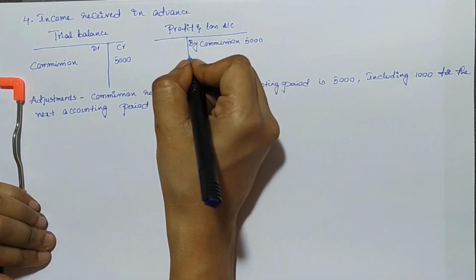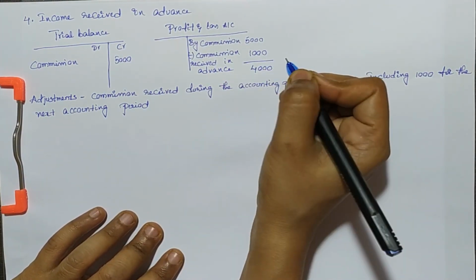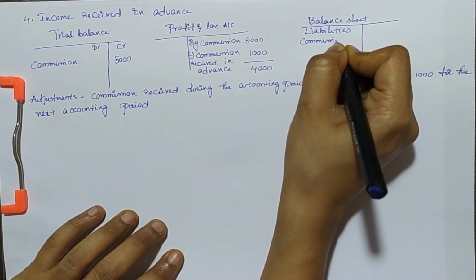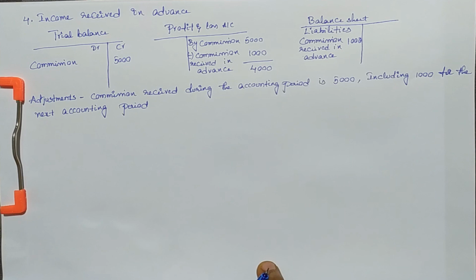In this case, we will deduct the advance amount from the commission amount on the credit side of the profit and loss account, and also we show the advance amount on the liability side of the balance sheet.